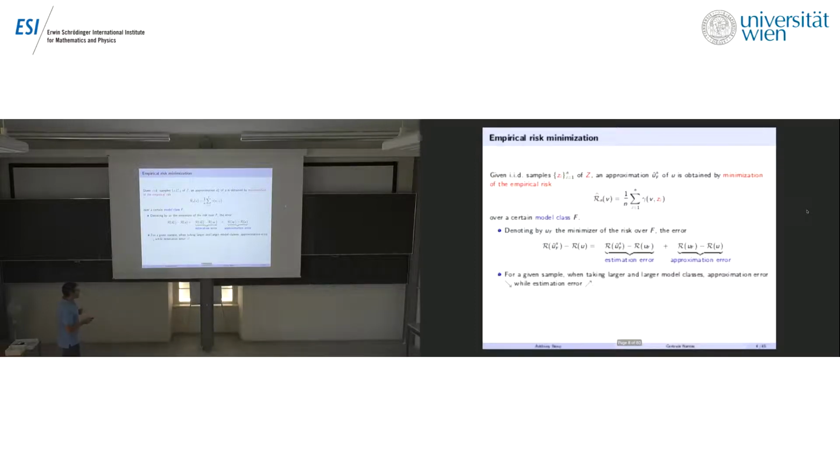It is well known that if you consider larger and larger model classes, then the approximation error will decrease, but you will have an increase of the estimation error. So the methods that we would like to propose have to balance these two errors in some way, in order to take the best from the available information.